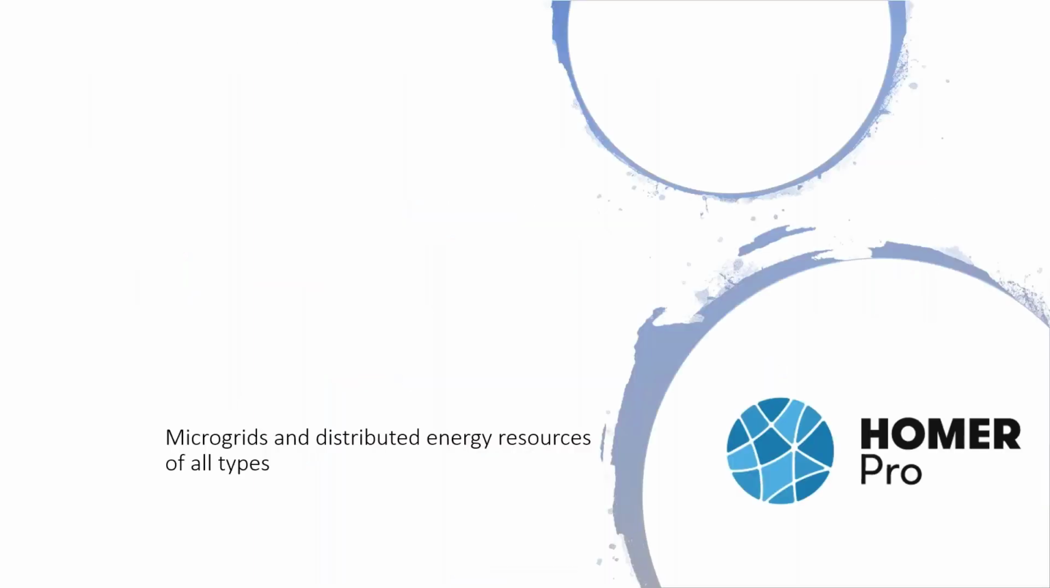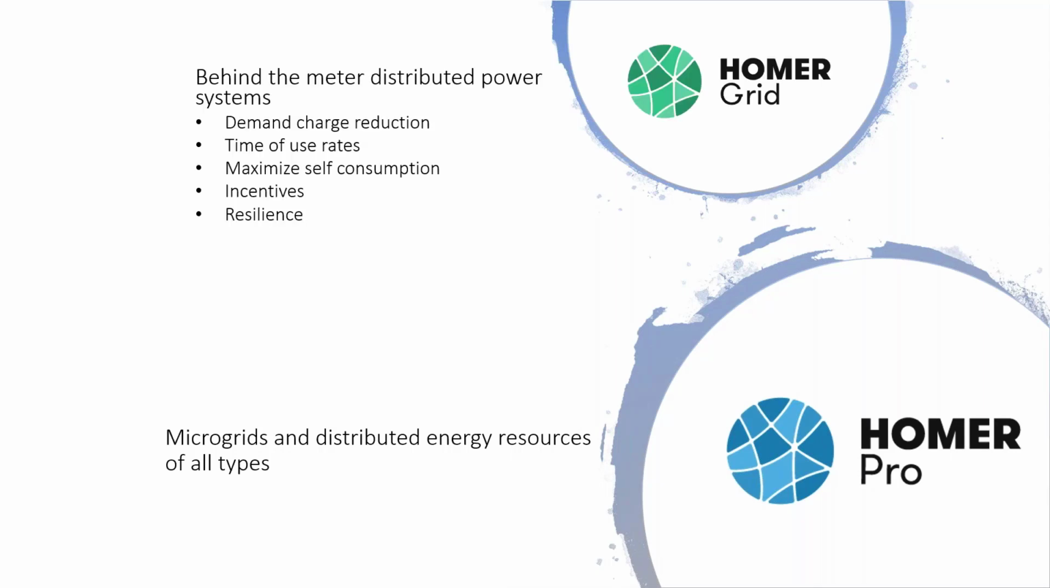So I mentioned earlier, we now have two versions of HOMER. HOMER Pro is our original product and it's our flagship. Broad applications for microgrids in many markets. HOMER Grid was released not quite 1 year ago, designed explicitly for behind-the-meter systems in grid-connected markets where demand charge reduction, time of use rates, maximizing self-consumption, incentives, resiliency, or some combination of these are what matters most.